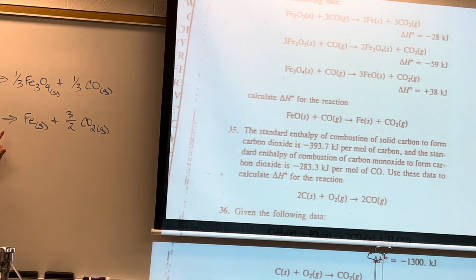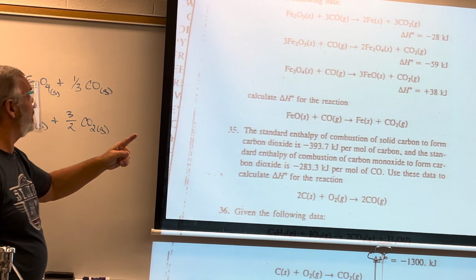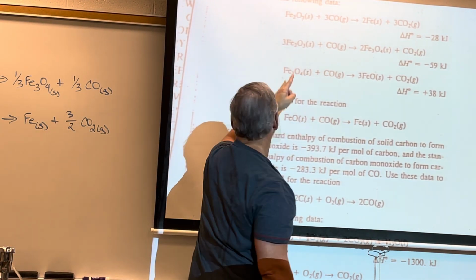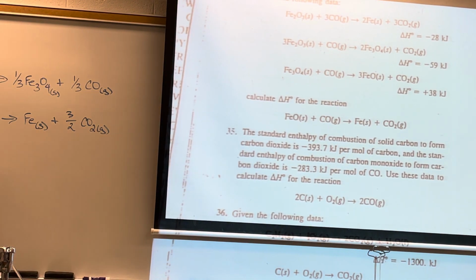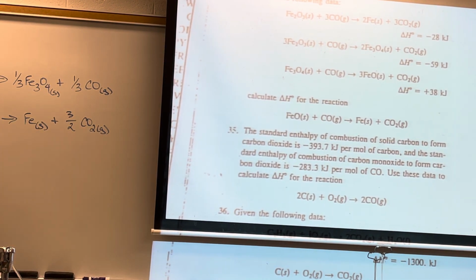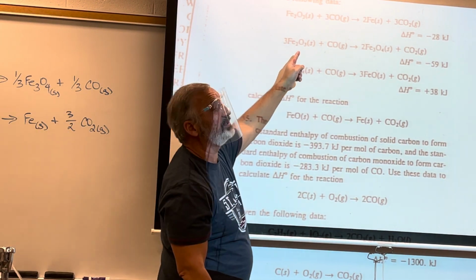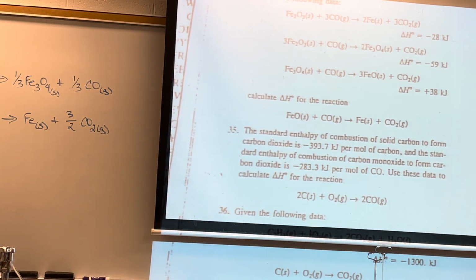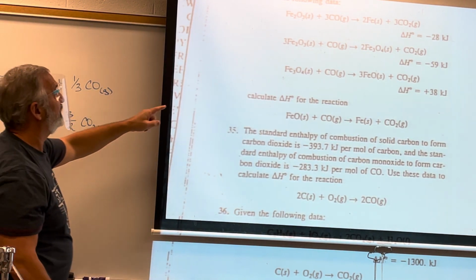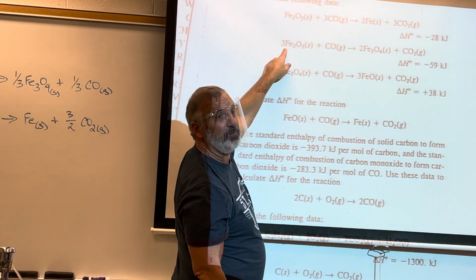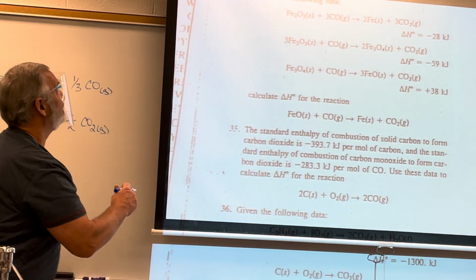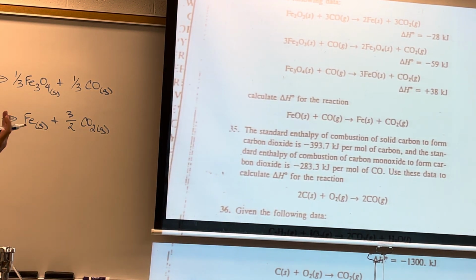Okay, does everybody follow me on that? The logic on how I'm figuring this out? So the CO has to go on that side. I only have this one equation left to mess with. I also know that Fe2O3 has to cancel out, so the Fe2O3 has to go on the other side. And I have 1/2 Fe2O3, so I have to multiply this by what to get 1/2? 1/6. So I'm going to have to multiply by 1/6 and reverse it.